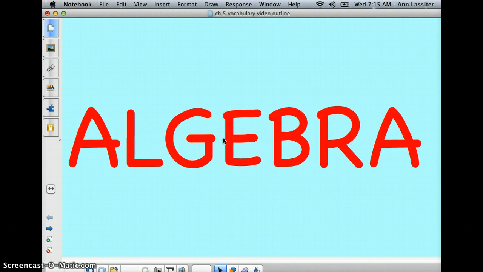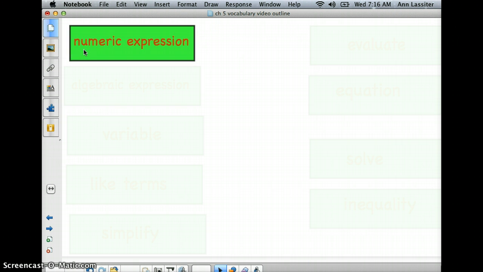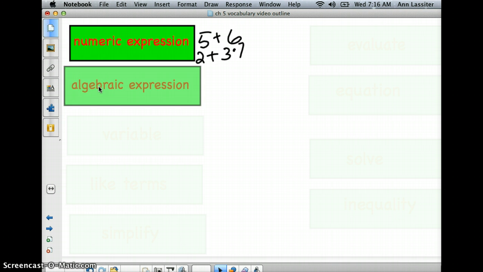Algebra. That is the title of chapter 5. To review some of the vocabulary, a numeric expression is the combination of numbers and mathematical symbols. 5 plus 6, or 2 plus 3 times 7, those would both be numeric expressions. An algebraic expression is when you add letters and numbers and combine them with mathematical symbols.